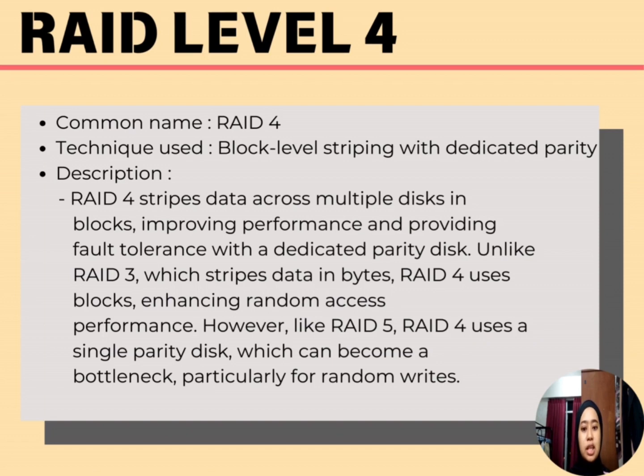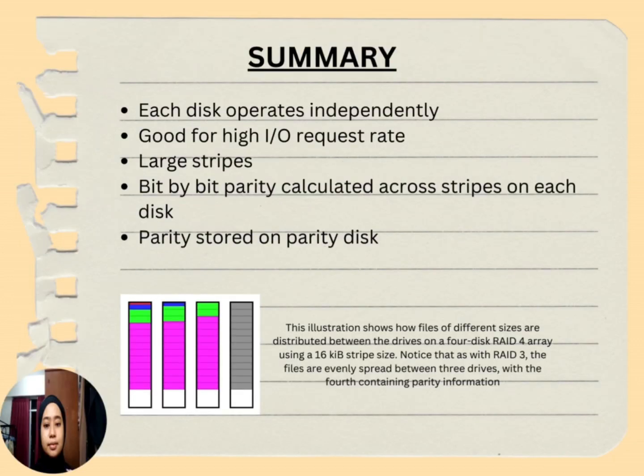For RAID level 4, the technique used is block level striping with dedicated parity. RAID 4 stripes data across multiple disks in blocks, improving performance and providing fault tolerance with a dedicated parity disk. Unlike RAID 3, which stripes data in bytes, RAID 4 uses blocks, enhancing random access performance. However, like RAID 3, RAID 4 uses a single parity disk, which can become a bottleneck, particularly for random writes. Each disk operates independently, good for high I/O request rate, large stripes, bit by bit parity calculated across stripes on each disk, parity stored on parity disk.